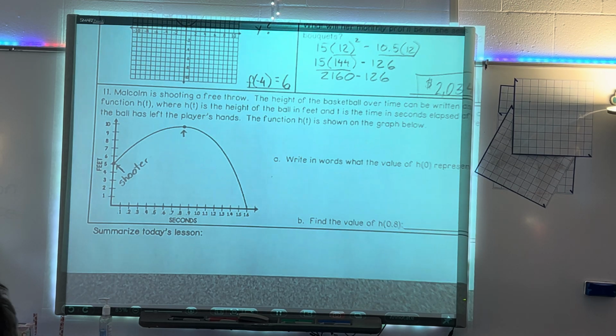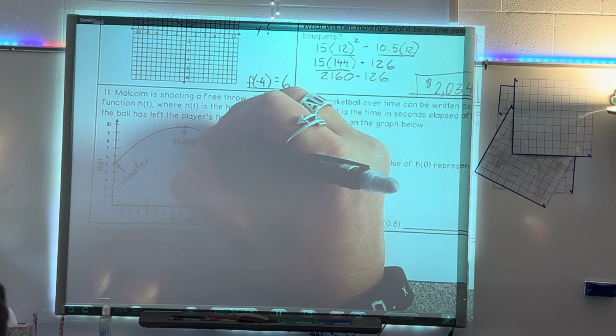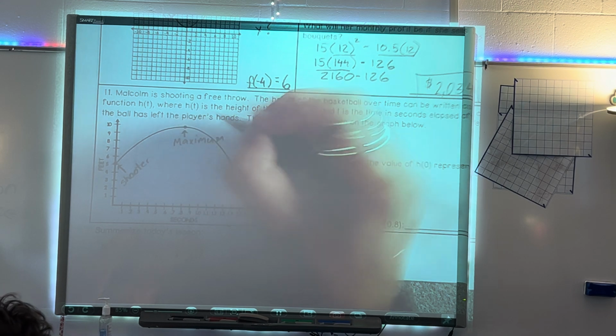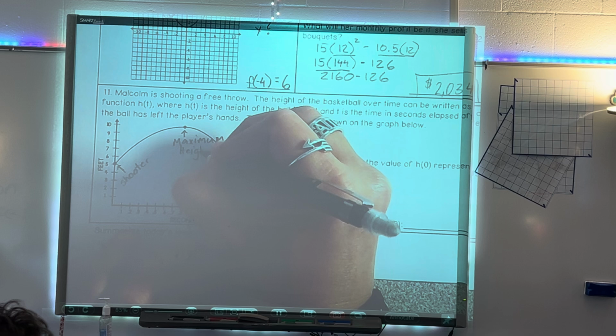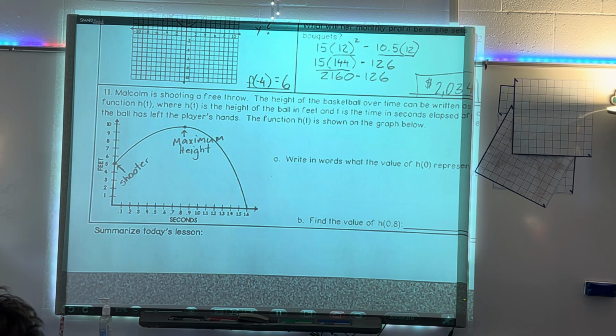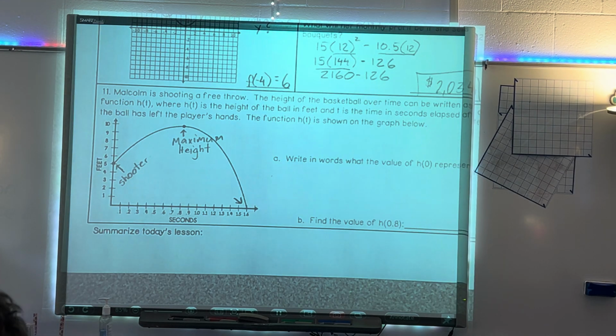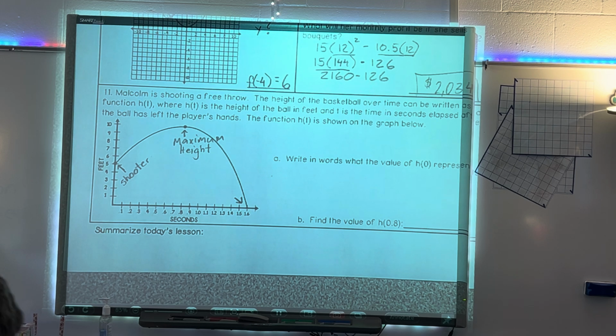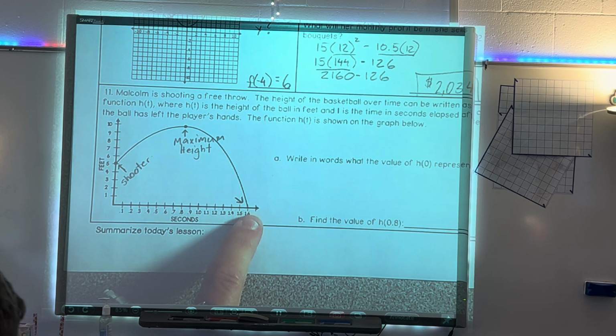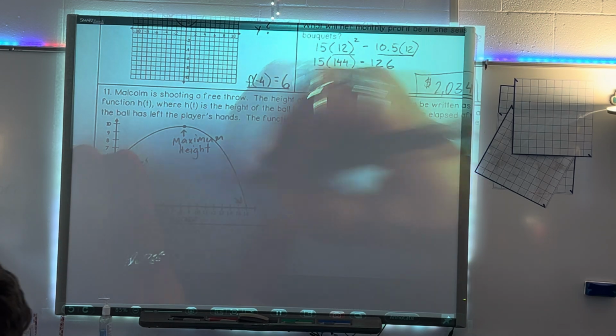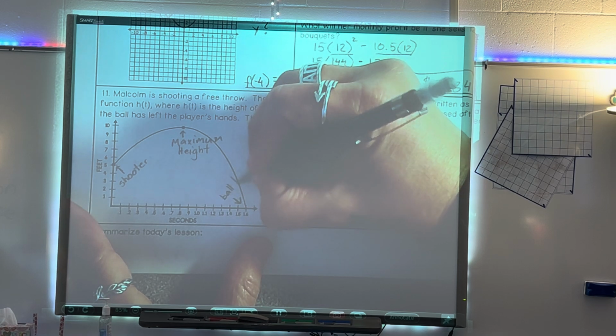It's the maximum height, the highest point that the ball reaches, where it arcs out and then gravity takes effect and pulls it back down, right? What does this point right here represent in the problem? How many seconds it took to come down? To come down to where? The ground. All right, so this is where the ball lands on the ground.